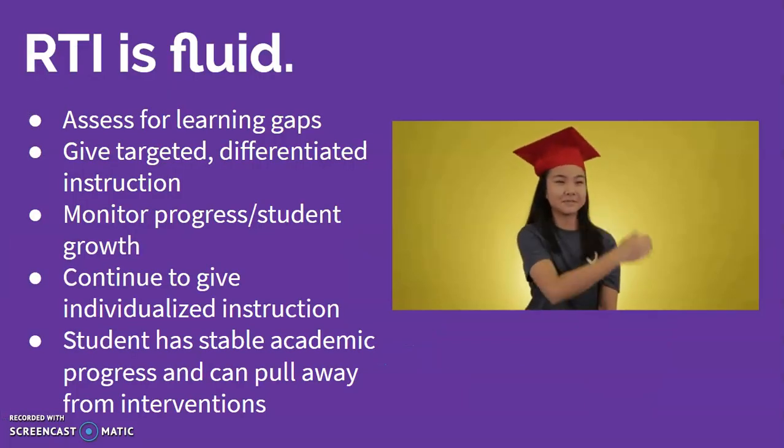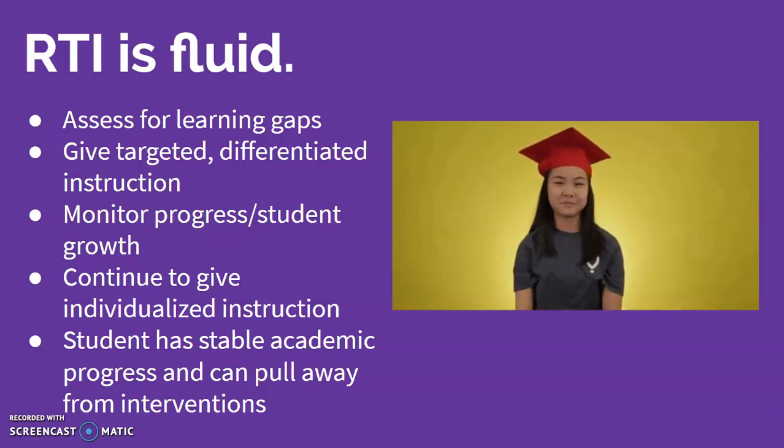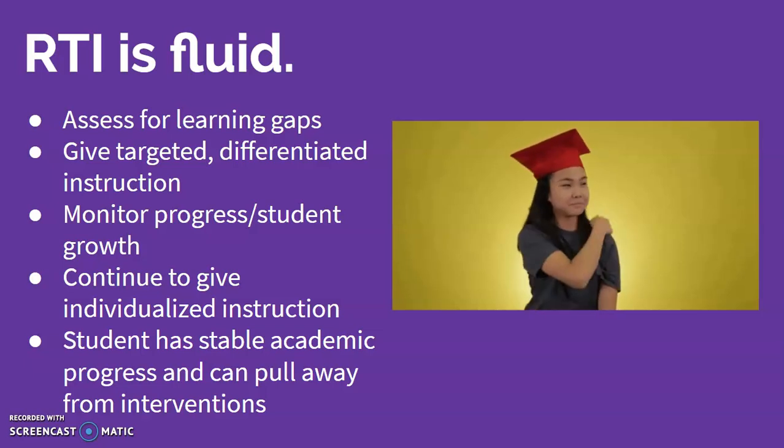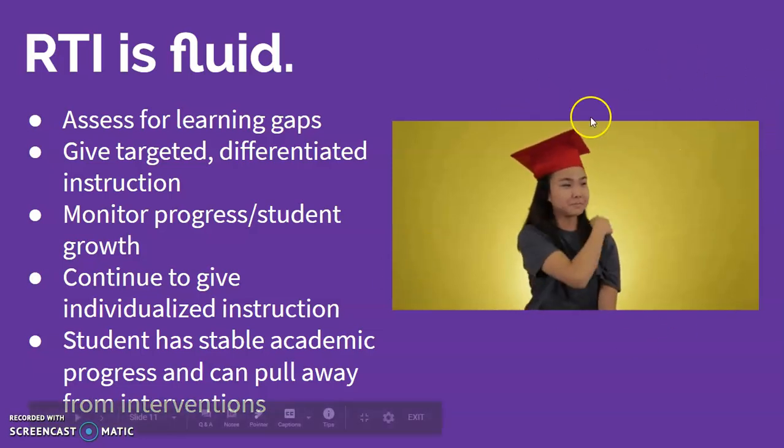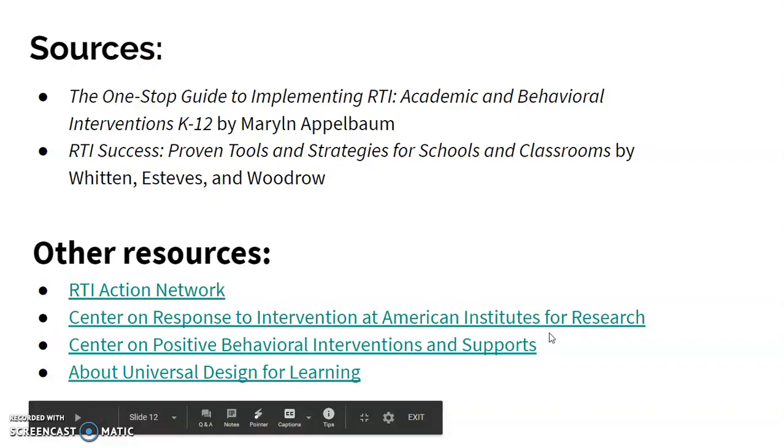Lastly, RTI is fluid. So again, we want to assess for these learning gaps, give targeted differentiated instruction to students, monitor student progress, and then the ideal situation is that we continue to give students the individualized instruction they need to be the most successful they can be. And then once our students have stable academic progress and they have hit those goals or milestones, they can pull away from interventions, maybe go from Tier 2 to Tier 1 and graduate, like this girl has from being in an advisory class.